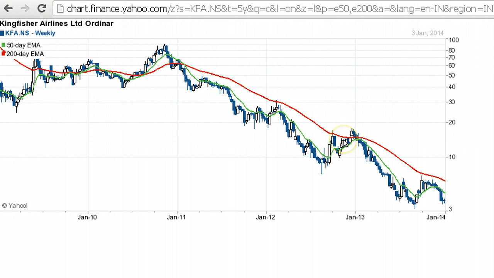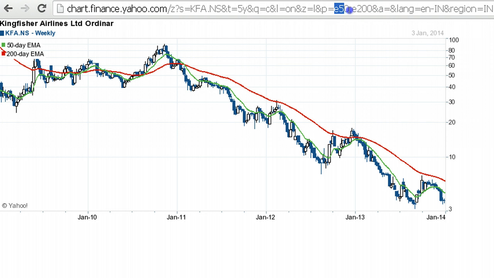So again, the green line is 50-day EMA and the red line is 200-day EMA. As you can see, this is a fundamentally weak company, and I'm sure everybody knows that Kingfisher Airlines has been forced to shut down their operations. They got into too much debt. Even with too much debt and bad management, they could not survive, and they defaulted in paying the loans back to the banks, and eventually they were forced to shut down. And as you can see here, the stock price stays mostly below the 200-day EMA line.